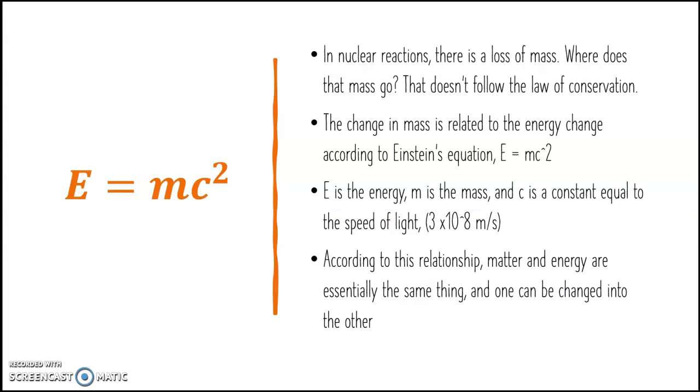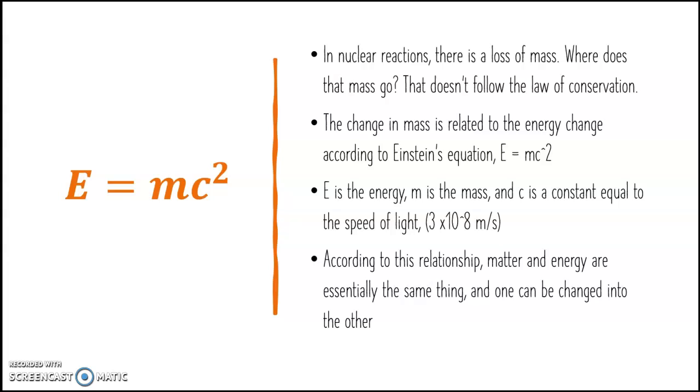So, something interesting. In nuclear reactions, there's a loss of mass. Where does that mass go? That doesn't follow the law of conservation that we've learned about, which states that matter or energy is neither created nor destroyed within a system. So, we can explain this phenomenon using Einstein's famous equation, E equals mc squared. The change in mass is actually related to the energy change.